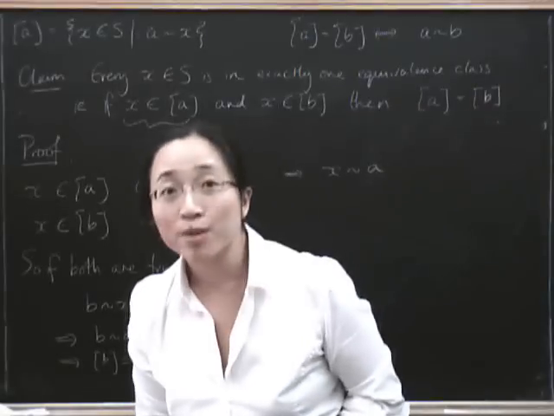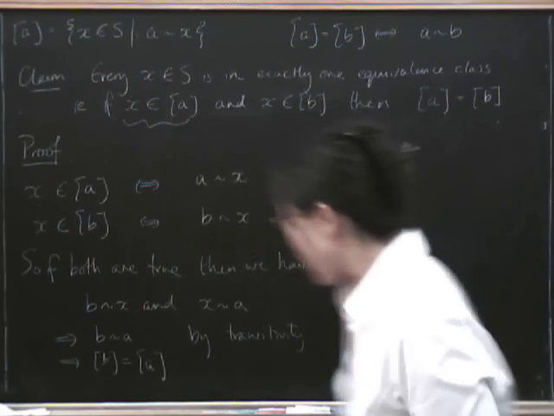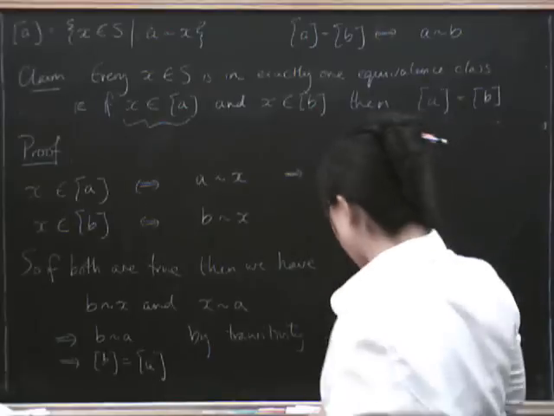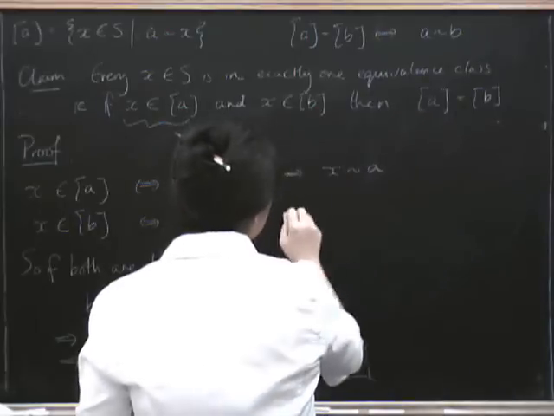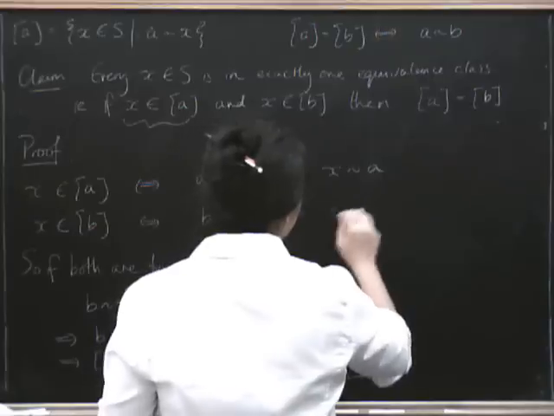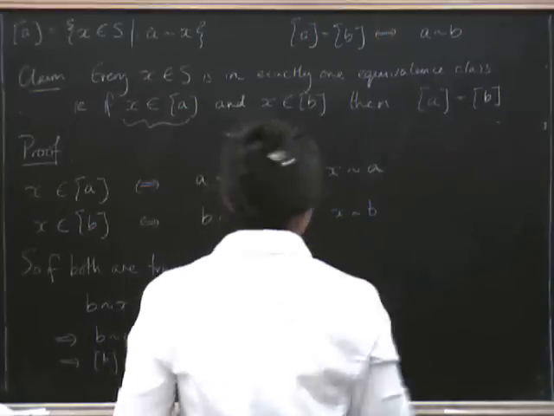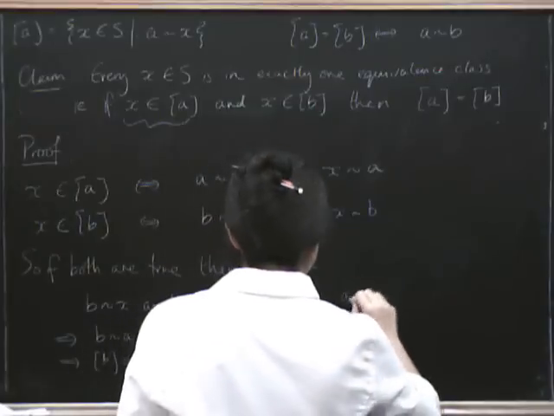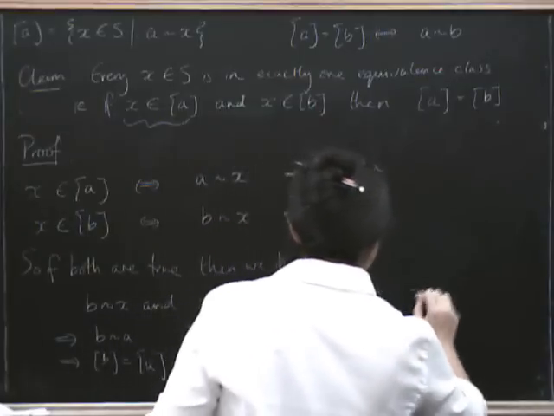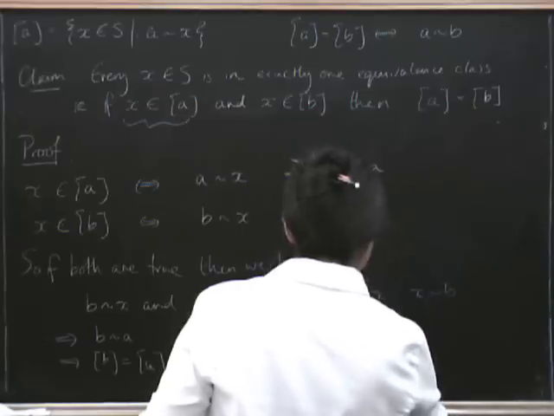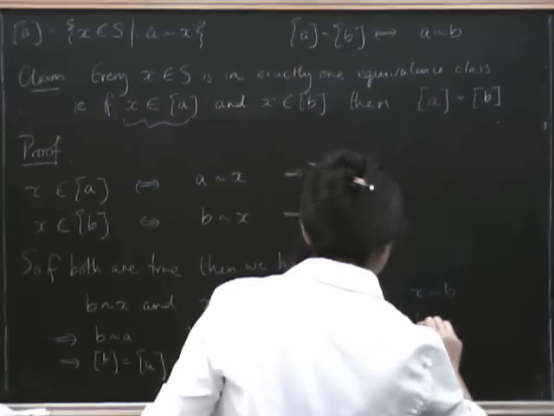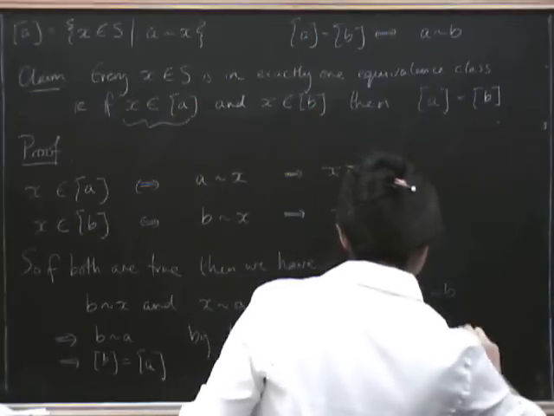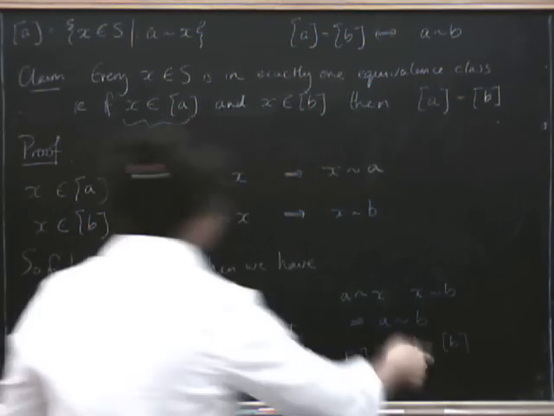Now, it would have been a bit more satisfying if I had done this slightly the other way around. So this is true and this is fine, but it would have been a bit more satisfying, let me see if I can use blue, if I had said that this one implies x is equivalent to b. Because then down here, I would have had a is equivalent to x, and x is equivalent to b, giving a is equivalent to b, giving that the equivalence class of a is equal to the equivalence class of b, which is the way around I had it.